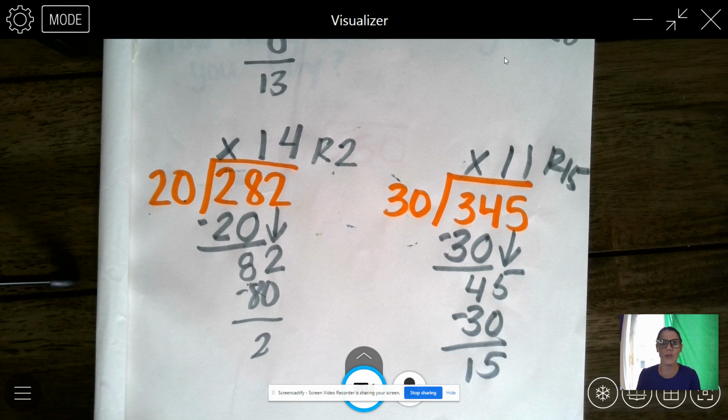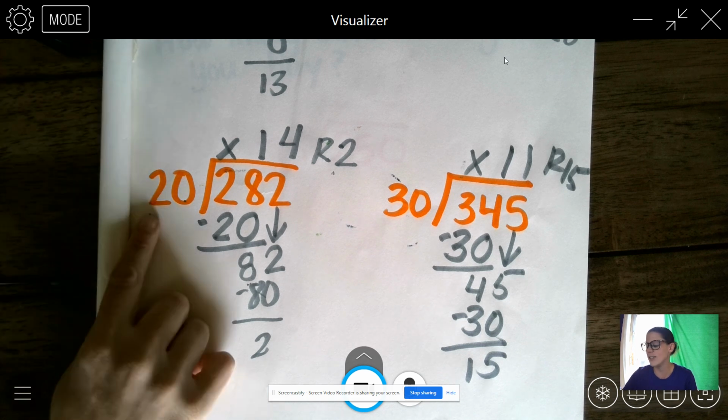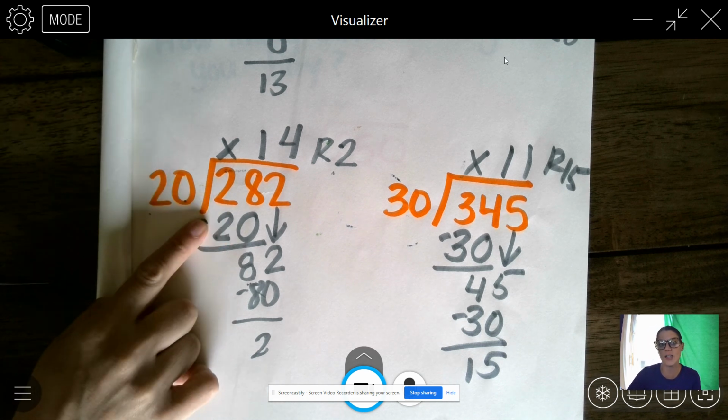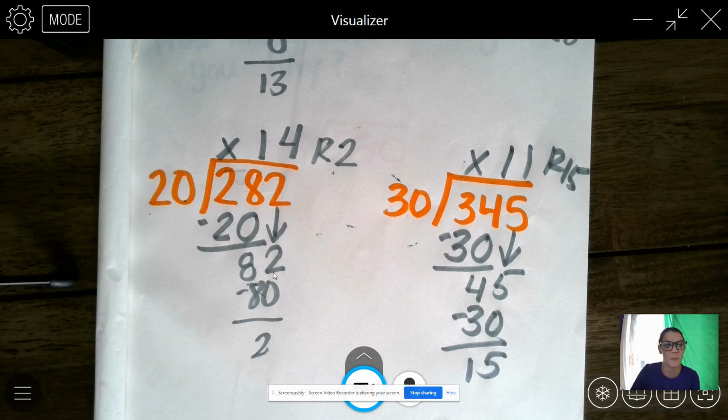So today when you're going through your practice, remember my little Tackett trick of using just that first digit of your divisor and the first 2 of your dividend so that the numbers don't seem so crazy and big. All right, good luck.